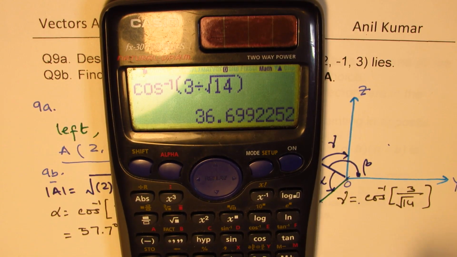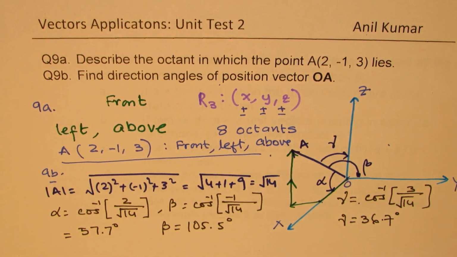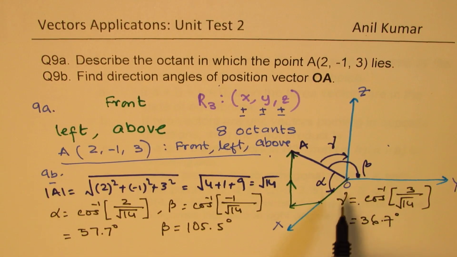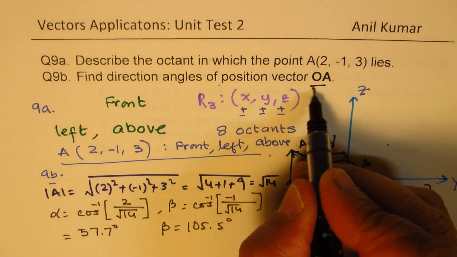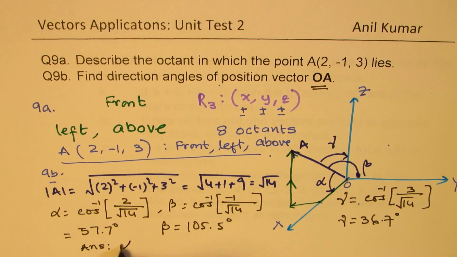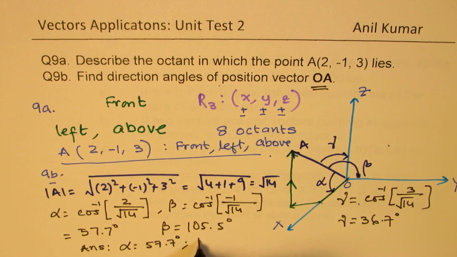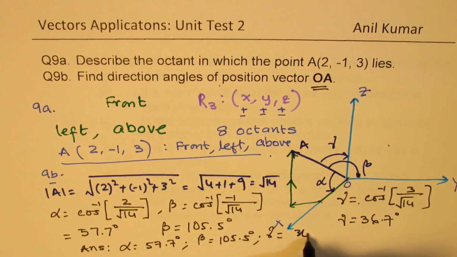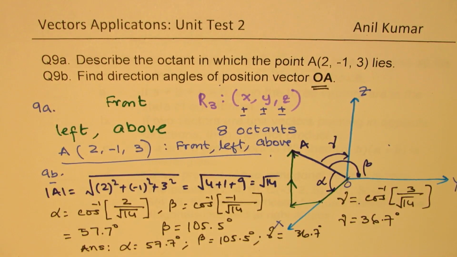So that gives you 36.7 degrees. Is that clear to you? So that is how we find the direction angles for the vector OA. Is that clear to you, right? So our answer here is alpha equals 57.7 degrees, beta equals 105.5 degrees, and gamma is equal to 36.7 degrees. Clear?